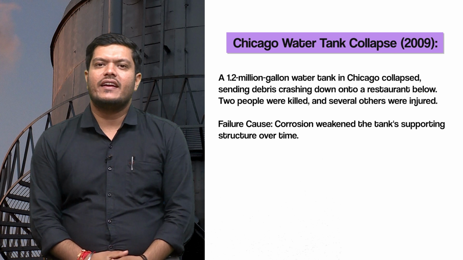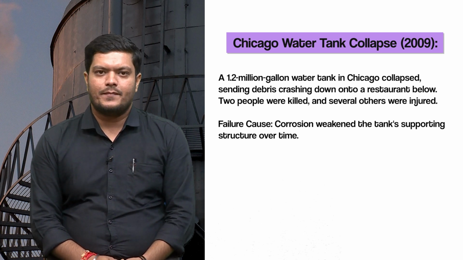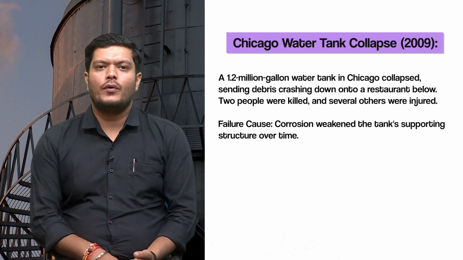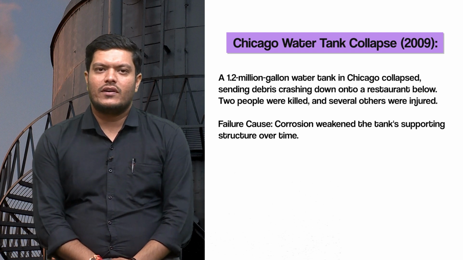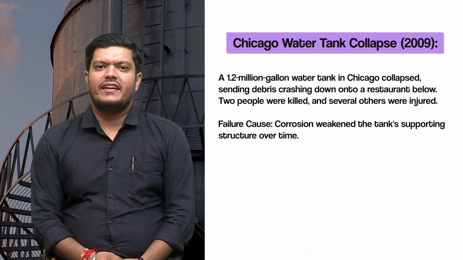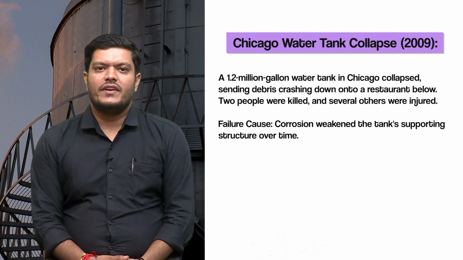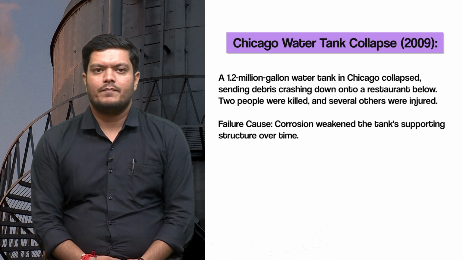Chicago water tank collapse, that happened in 2009. A around 1.2 million gallon water tank in Chicago collapsed, sending debris crashing down onto a restaurant below. 2 people were killed and several others were injured. Failure cause is corrosion weakened the tank's supporting structure over time.